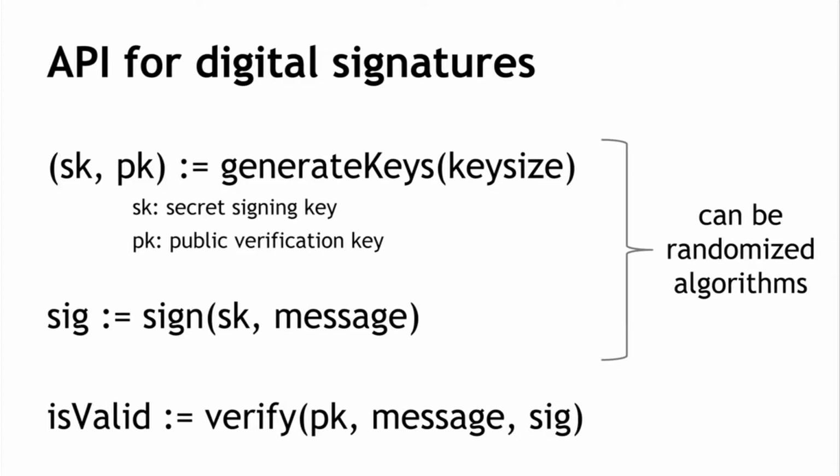I'll note that the first two can be randomized algorithms. The verification won't be; it will always be deterministic. And in fact, if you think about it, generate keys had better be randomized, because it ought to be generating different keys for different people.